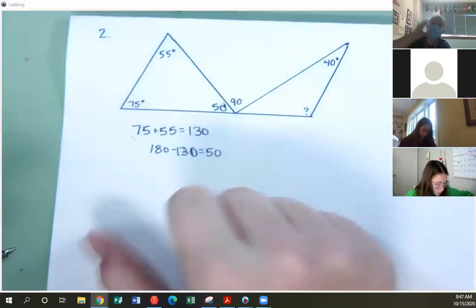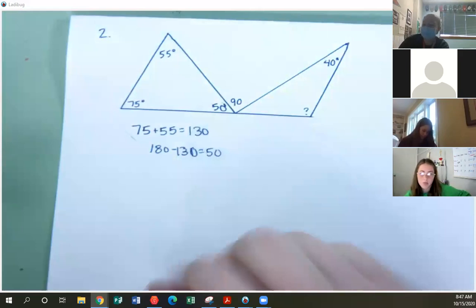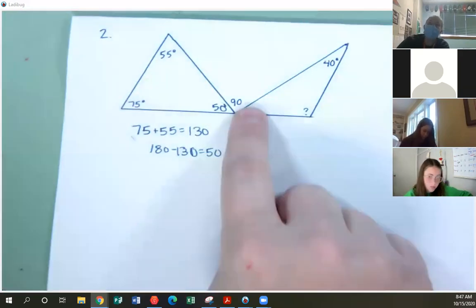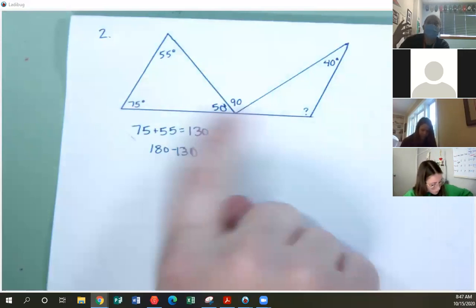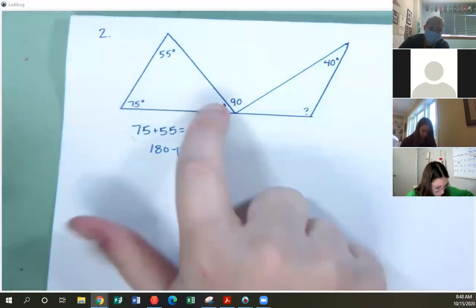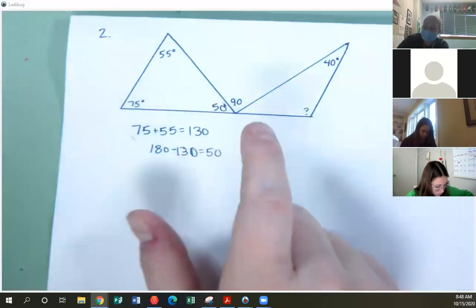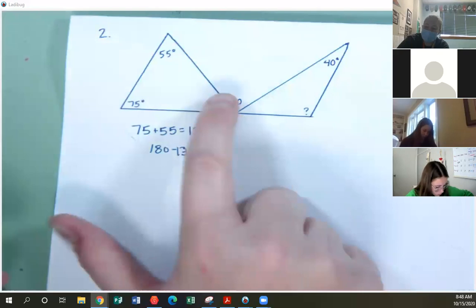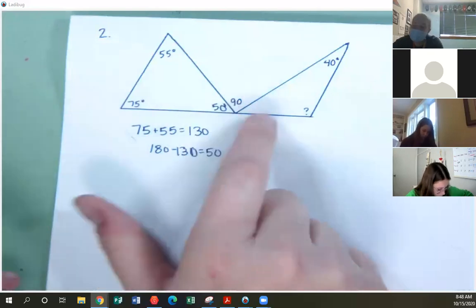Then I think this is the step that throws everybody off. They get to here and then they're like, I don't know how to solve for this. But remember, this right here is a straight line, okay? So that idea of linear pair and supplementary angles, or two angles that add up to 180, they're on a straight line. Well, this is just three angles. So they're not linear pairs because a pair is only two. But these three angles are supplementary. They add together to equal 180.